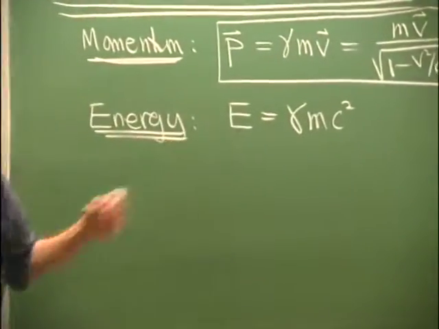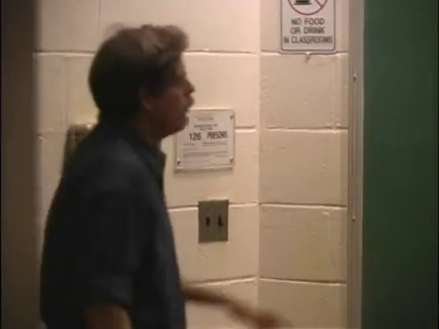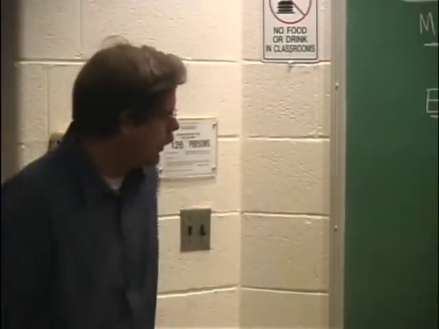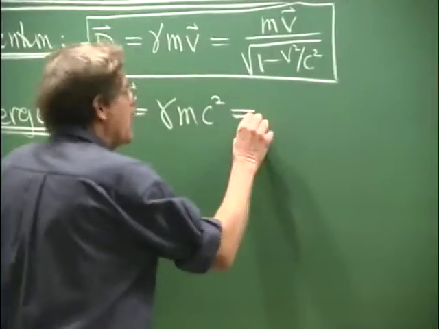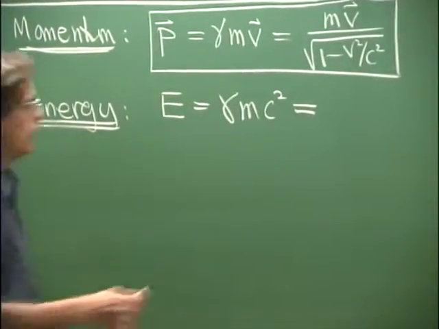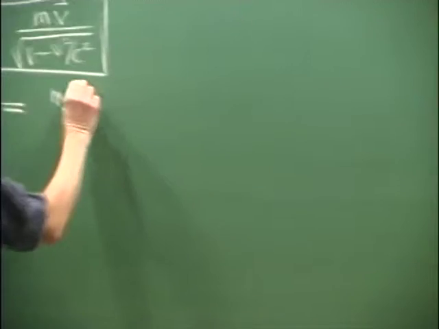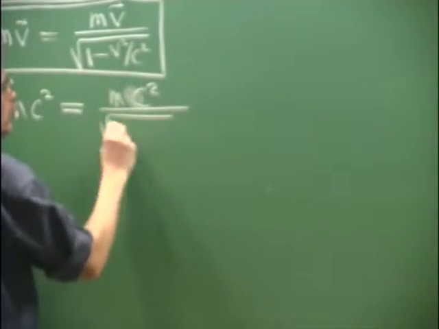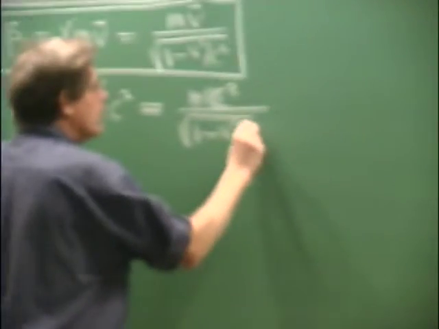I may show you, if there's time today, one way of obtaining that formula, motivating that formula via the work energy theorem. But I want to play with it, work with the relativistic energy formula today. That's my main purpose, and we'll come back to where it came from. E equals mc squared over root 1 minus v squared over c squared.